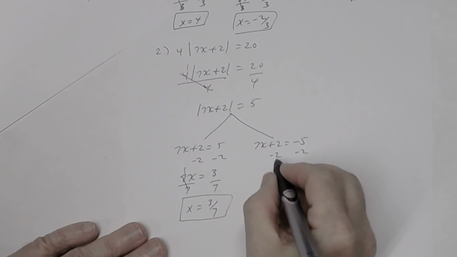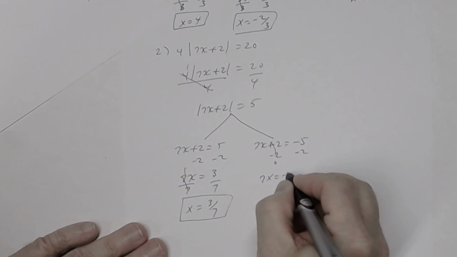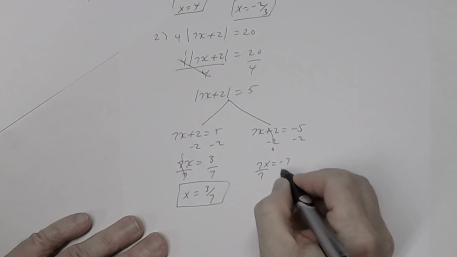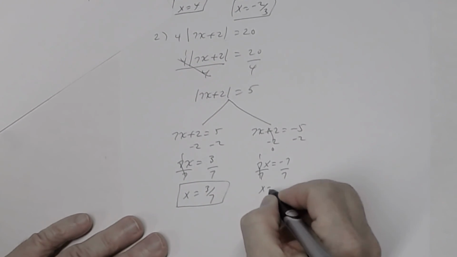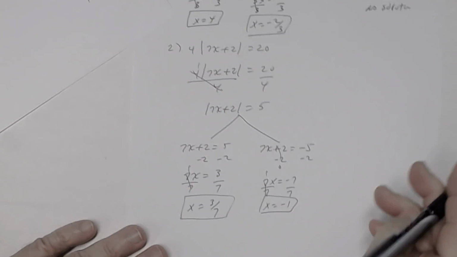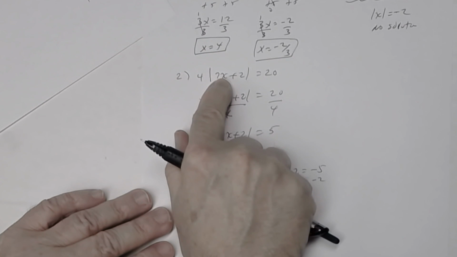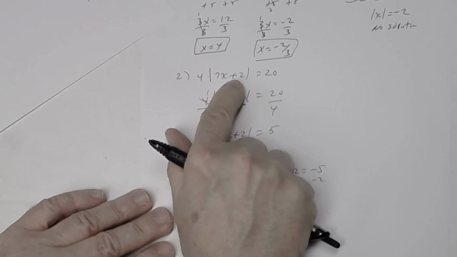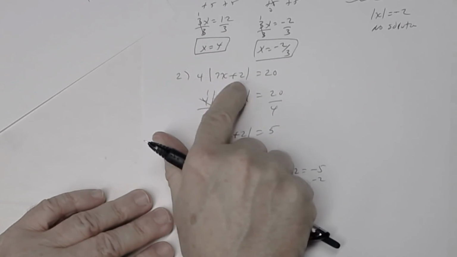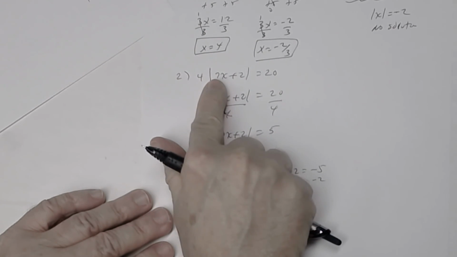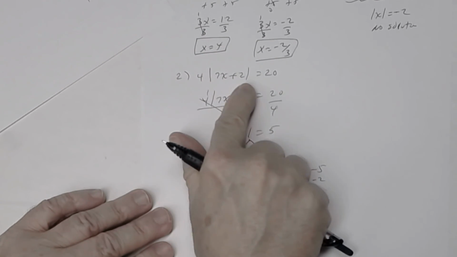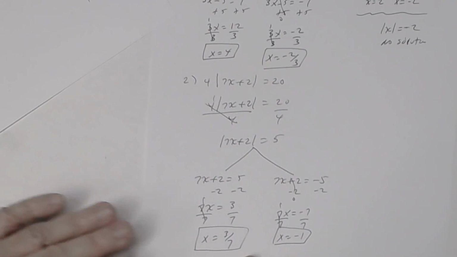Subtract 2 from both sides. I get 7x equals a negative 7. Divide both sides by 7. I get x to be a negative 1. So there's your other solution. And you can check it by inspection. 7 times a negative 1 is a negative 7. Negative 7 plus 2 is a negative 5. The absolute value of negative 5 is a positive 5. 5 times 4 is 20. All right, so that's number 2.